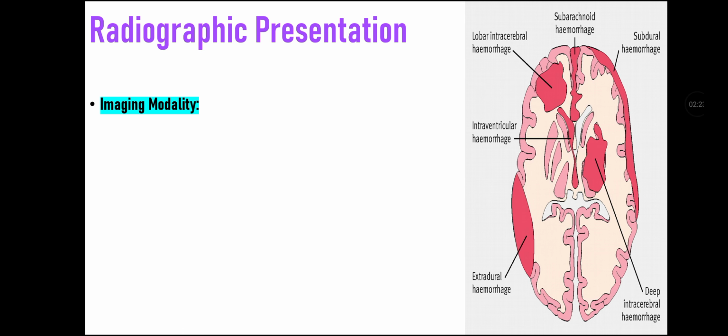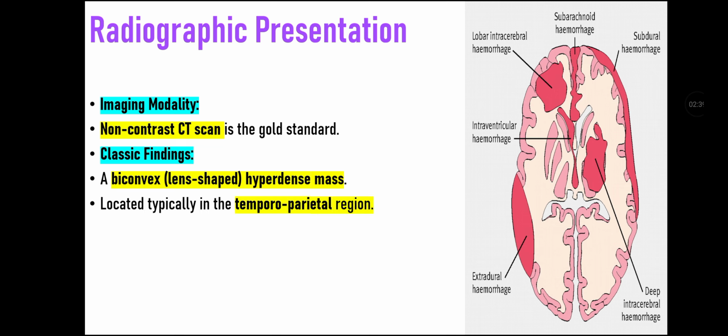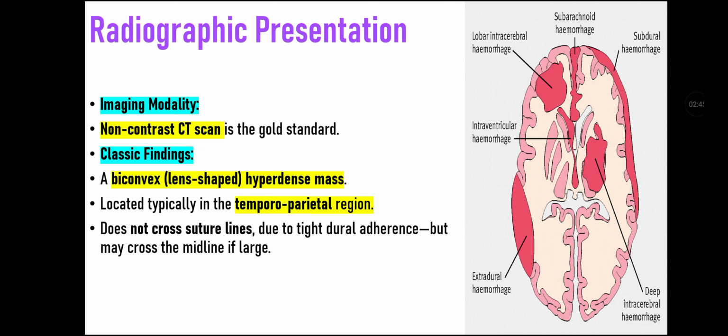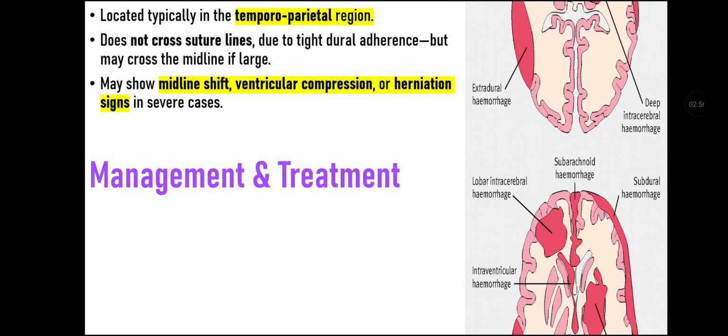Radiographic presentation. Non-contrast CT scan is the gold standard imaging modality, and classic findings include a biconvex hyperdense mass, as you can see here in the diagram, that is also called a lens-shaped hyperdense mass. It is located typically in the temporoparietal region, but it can be present in any other region if the veins are involved. It does not cross the sutural lines due to tight dural adherence, but may cross the midline if large. It may show midline shift, ventricular compression, or herniation signs in severe cases.